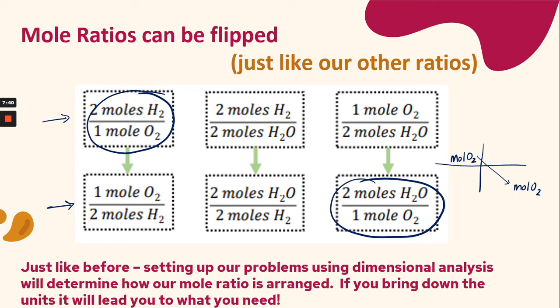Now, how am I going to know which one of these to use? Well, it depends on what they're asking me about. If they want me to tell them about hydrogen, I'll use the top one. If they want me to tell them about water, I'll use the bottom one. So we're not going to worry about all of them at once. We're going to follow the steps that we've learned. Write down the given, bring down the units. It's automatically going to help us build the specific ratio that we need.